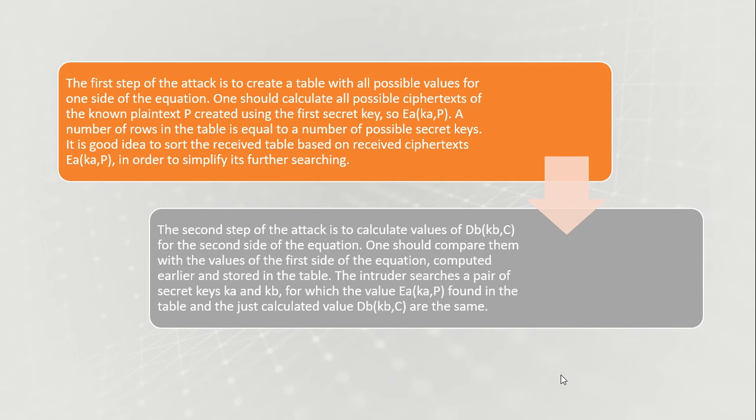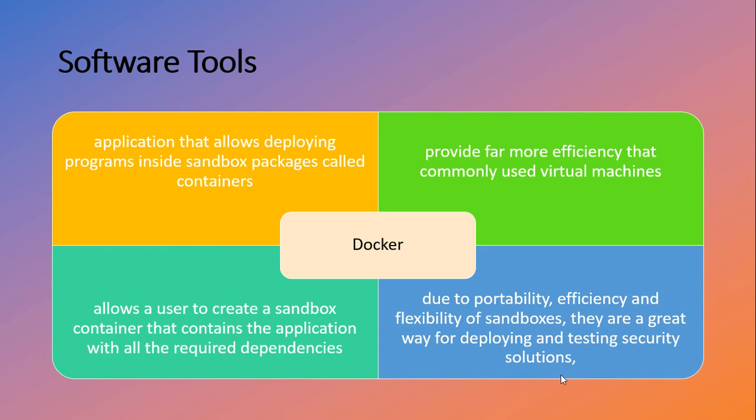The second step of the attack is to calculate values of D_B(K_B, C) for the second side of the equation. One should compare them with the value of the first side of the equation computed earlier and stored in the table. The intruder searches for a pair of secret keys K_A and K_B for which the value E_A(K_A, P) found in the table and the just calculated value D_B(K_B, C) are the same.